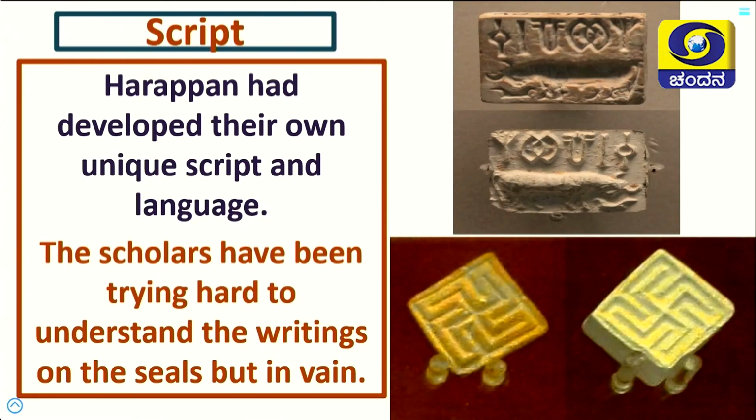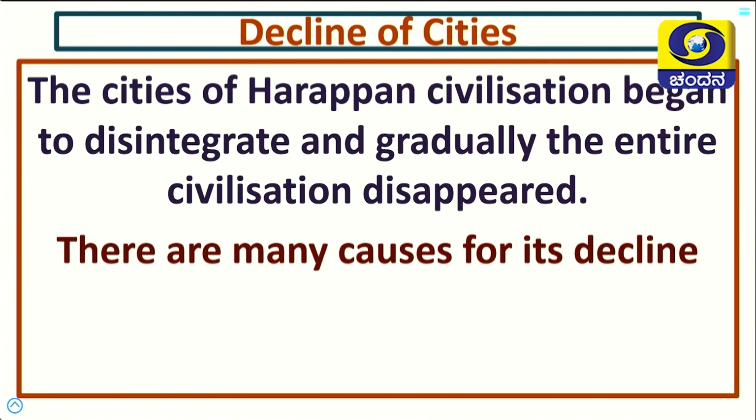The script which was used in the Harappan civilization is not yet known to mankind. Why? Because to decipher any script from an ancient civilization, it needs a huge amount of investment. So that is not possible in India, I think. So only such scripts have not been read till now. The scholars have been trying hard to understand the writings, but it is not possible yet. Everything is in vain so far.